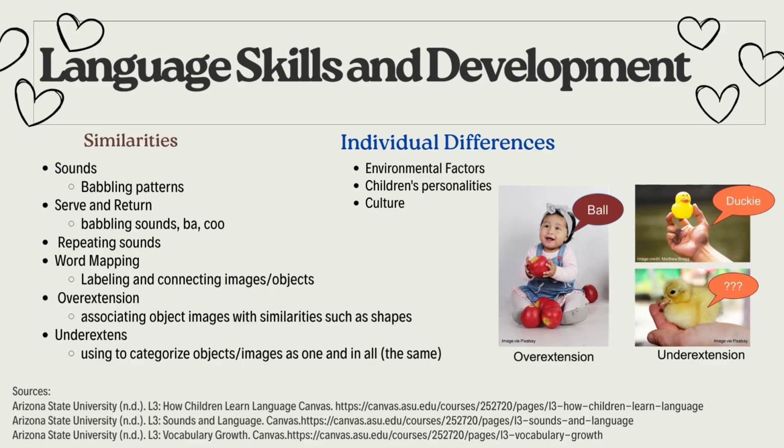Language skills and development similarities are sounds such as babbling patterns, serve and return babbling sounds of ba and ka and others, repeating sounds that the caregiver, teacher, or parent makes after they hear the child make the sound, and word mapping, labeling and connecting images and objects. Overextension is associating object images with similarities such as shapes. Underextension is categorizing objects or images as one and all the same. So here's a picture as an example of those two.